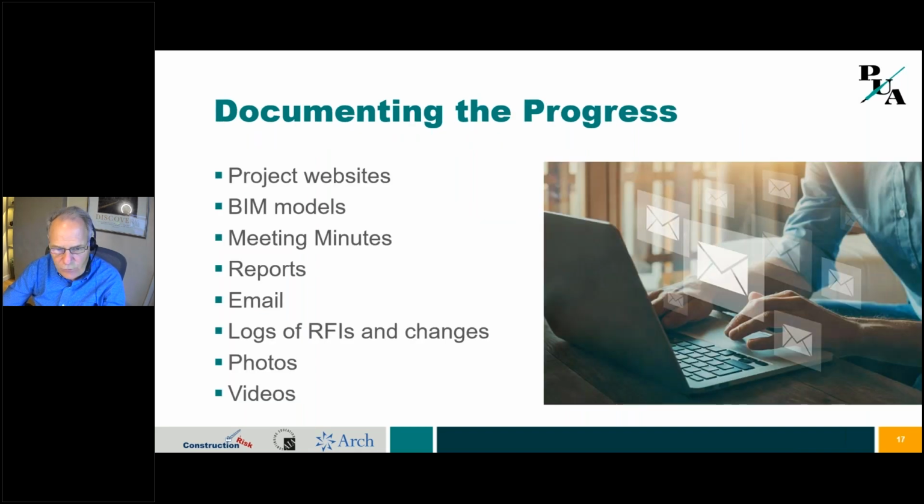Okay, documenting the progress of the project. So we have project websites, we've got BIM models, we've got meeting minutes, reports, email, we have logs of the RFIs and changes, we have photos and videos. And every one of these is a vital piece of information.